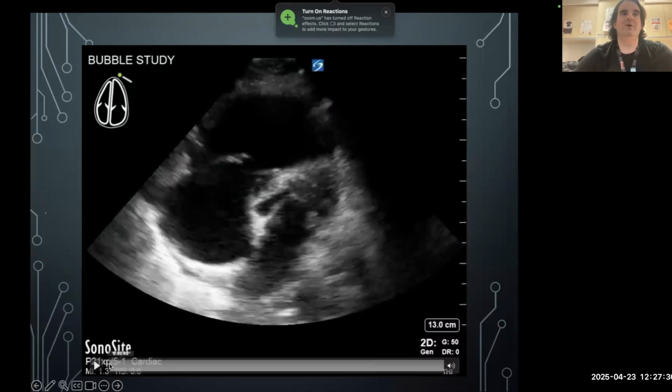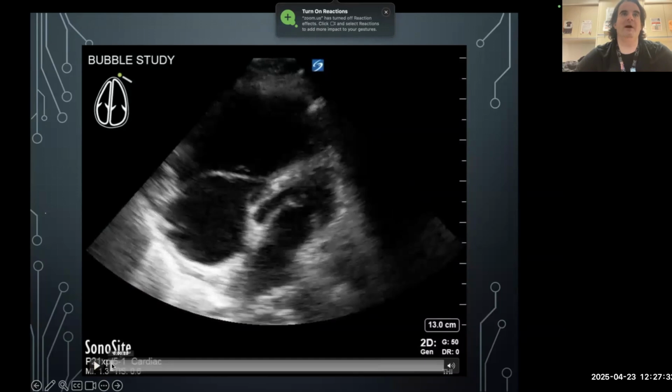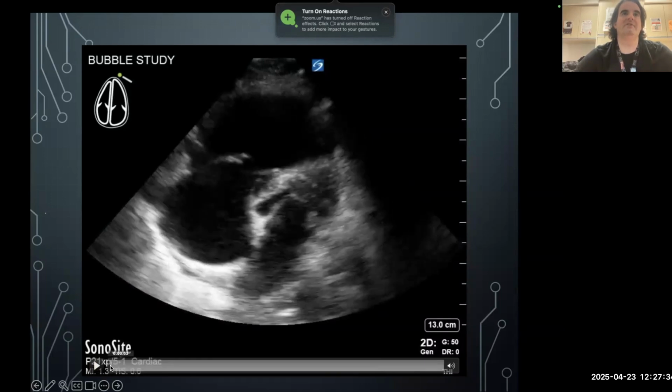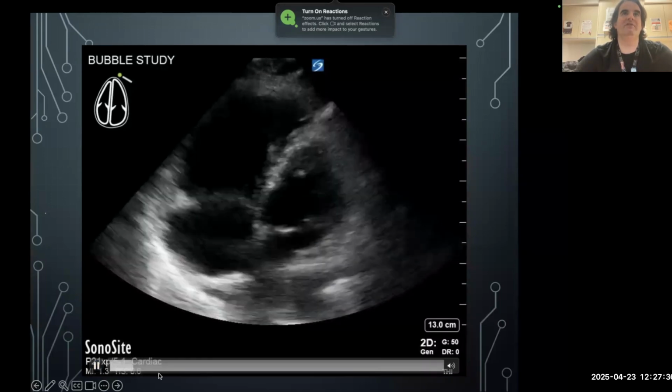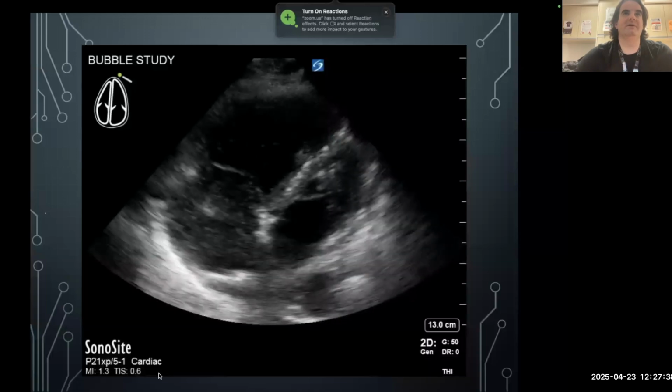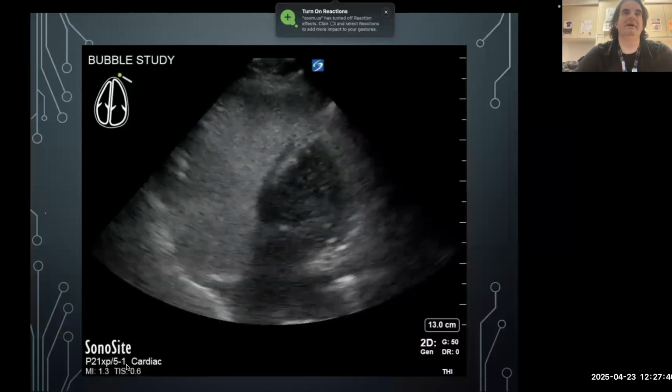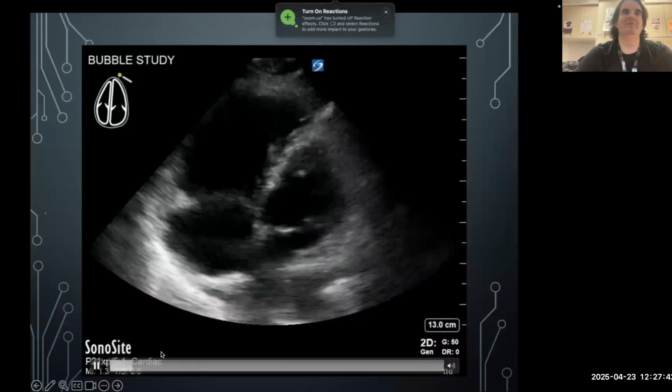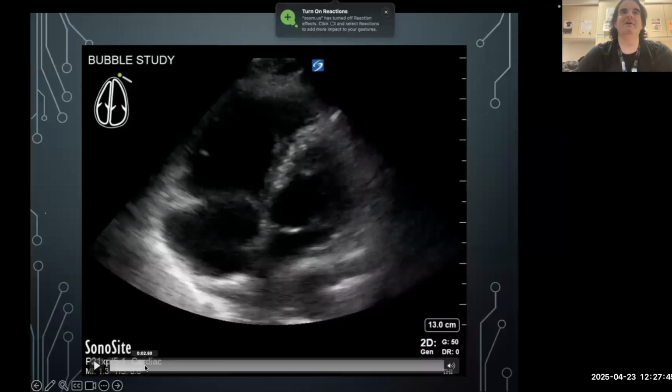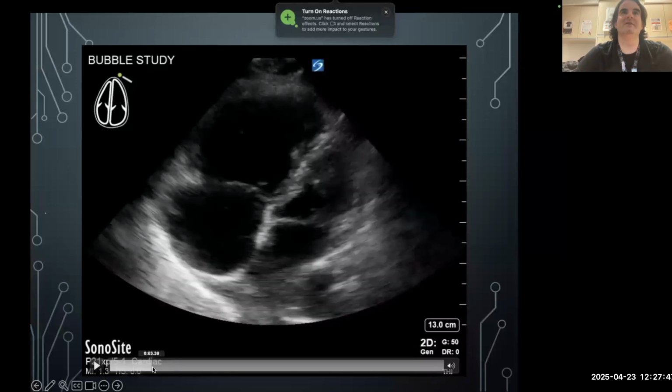So what you want to do is look at when the RV gets opacified. That's when the clock starts, typically. So once that RV starts to get bubbles in it, then the clock starts for counting. One beat. One beat. Yeah, so if I go here, I'll just slow it down.